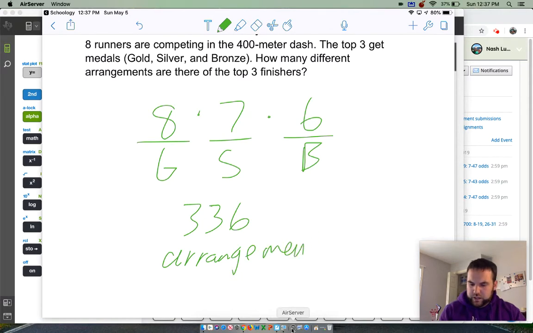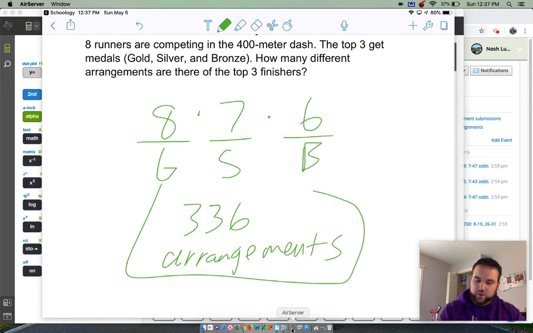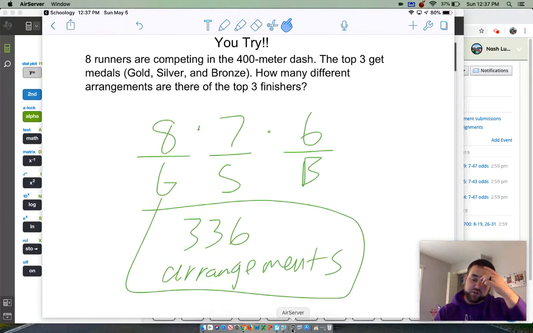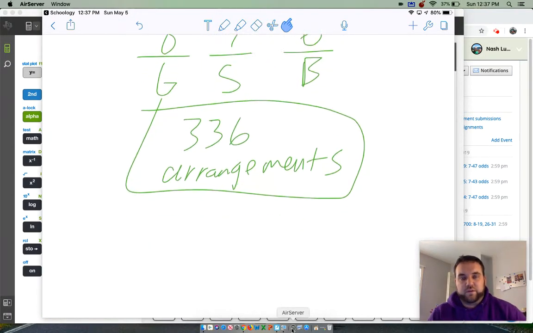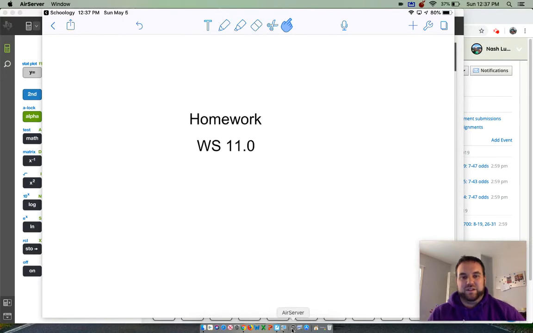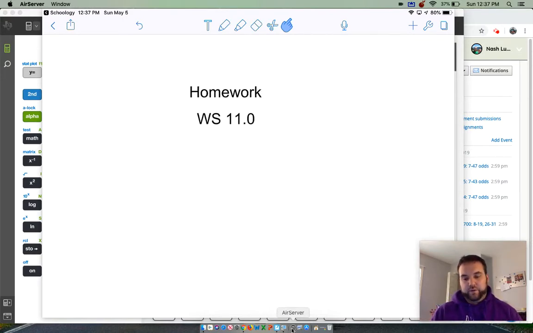So we have another day on 11.1 to talk about something called combinations tomorrow. But this is kind of how we use that fundamental counting principle to count the options that we have very quickly. So the homework is worksheet 11.0, which you can find on Schoology.